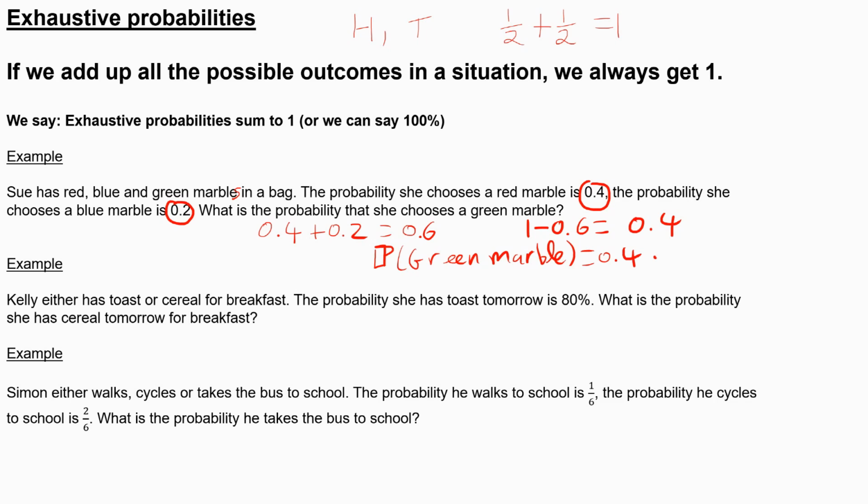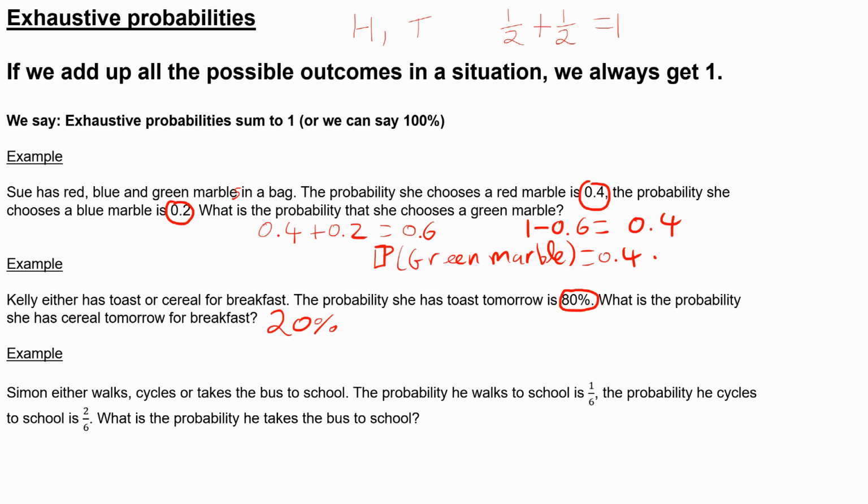Kelly has either toast or cereal for breakfast. The probability that she has toast is 80%. What is the probability she has cereal for breakfast? Well, this example says she either has toast or cereal. She doesn't have another option, like a bacon roll or something like that. Those are the only options she has. So the probability that she has cereal needs to add up with the probability she has toast to make 100%. So that needs to be 20%.